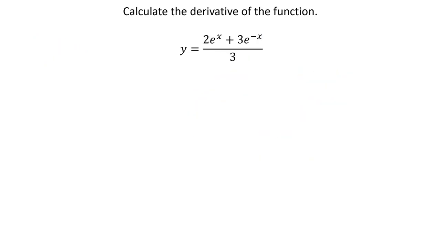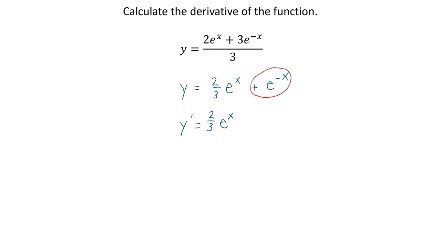Here we're asked to find the derivative of the function y equals, in the numerator, 2e to the x plus 3e to the negative x, all of that over 3. Let's separate this single fraction into two terms so that we don't have to use the quotient rule. 2e to the x plus 3e to the negative x over 3 is the same thing as 2/3 e to the x plus e to the negative x. Now we can differentiate term by term. The derivative of the first term is 2/3 e to the x.